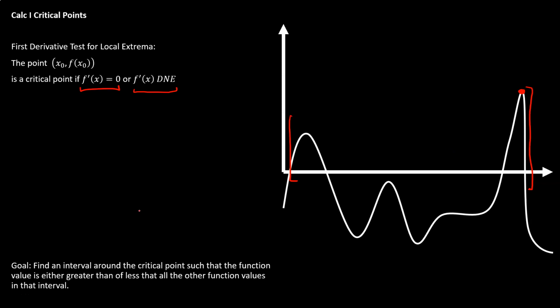So to find your local extrema, you would first find your critical points, then find an interval around that critical point so that you could say within this interval the max that I found is the real max, or reverse the argument for a minimum.